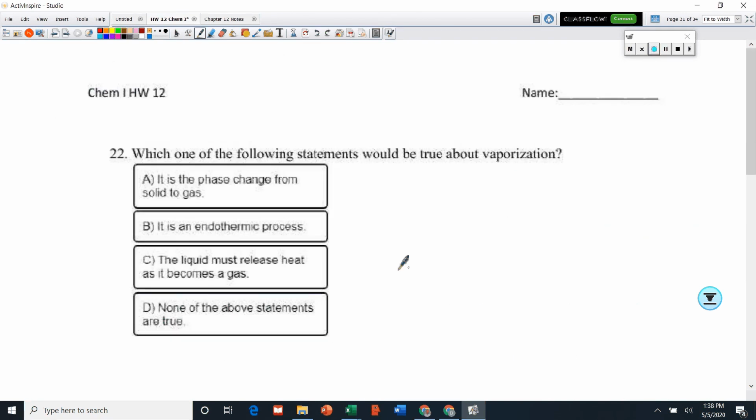All right. Which of the following statements would be true about vaporization? It is the phase change from solid to gas. It is an endothermic process. The liquid must release heat to become a gas. None of the above statements are true. So vaporization goes from liquid to gas. In order to do that, we have to add heat. And since we are adding heat, that makes it endothermic.